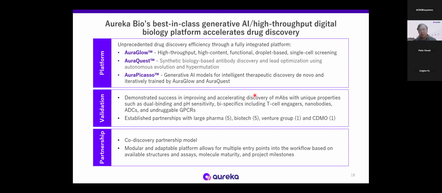We have already established partnerships with large pharma, biotech, venture groups, and CDMOs.